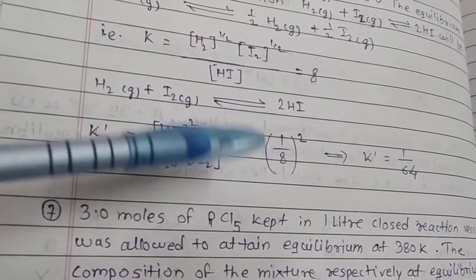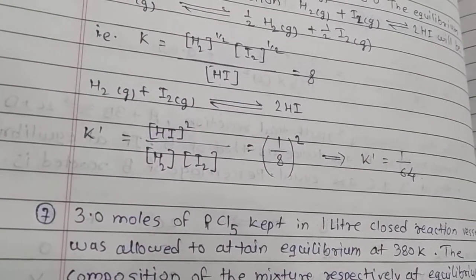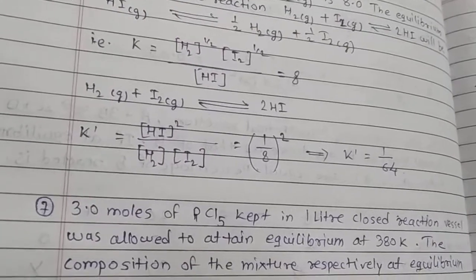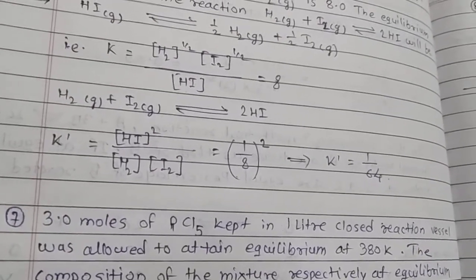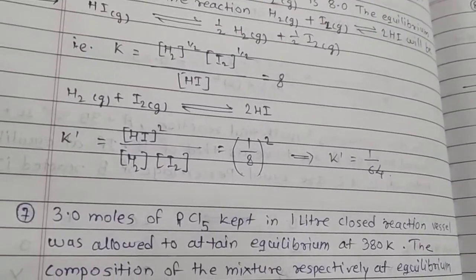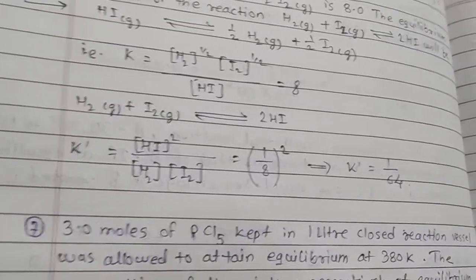So 1 upon 8 raised to 2, or 1 upon 8 square. So answer comes to be 1 by 64. 8 squared is 64. So K dash will be 1 upon 64.